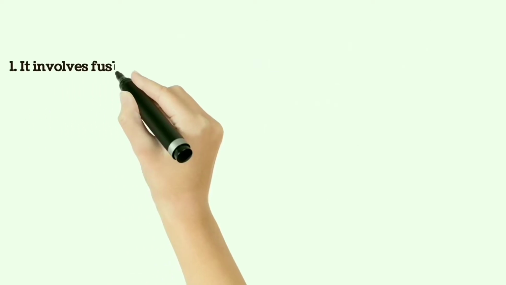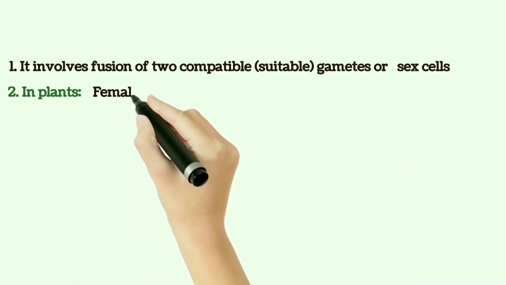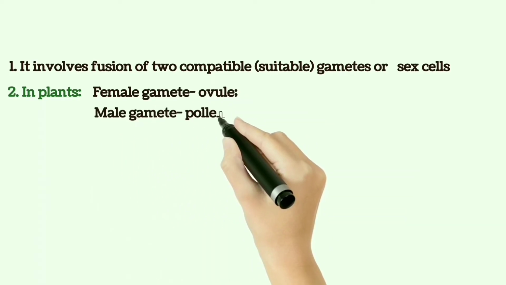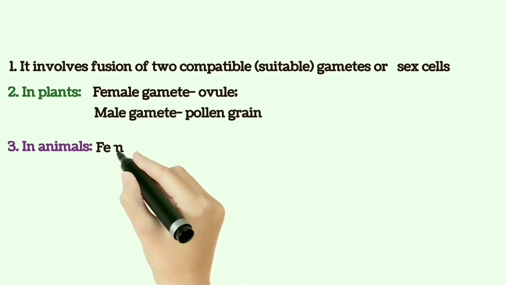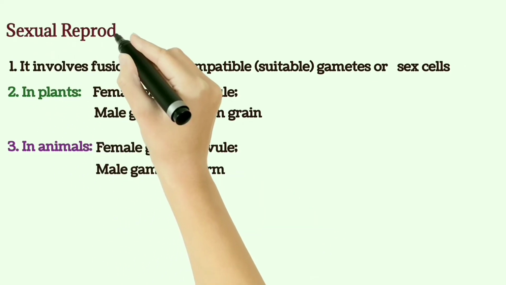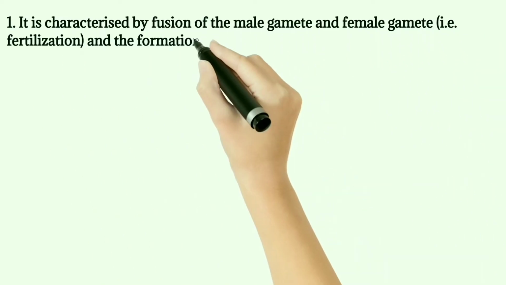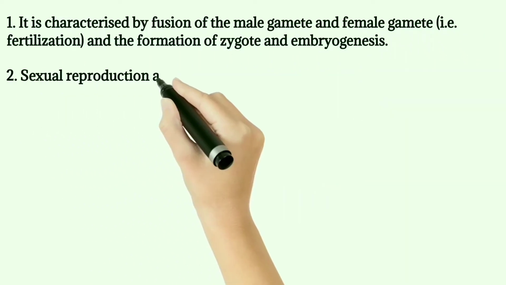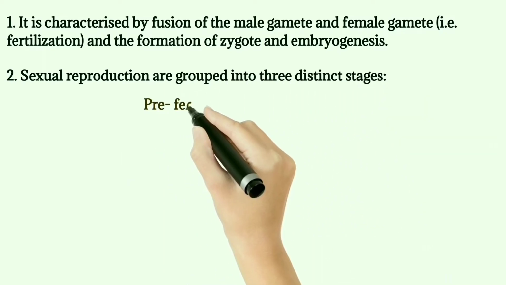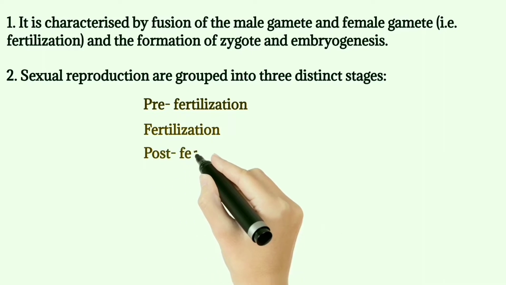Now, sexual reproduction. It involves fusion of two gametes. In plants, the female gamete is the ovule and the male gamete is the pollen grain, whereas in animals the female gamete is the ovum and the male gamete is the sperm. It is characterized by fusion of male and female gametes, formation of zygote and embryogenesis. This mode of reproduction is grouped into three stages: pre-fertilization, fertilization and post-fertilization.